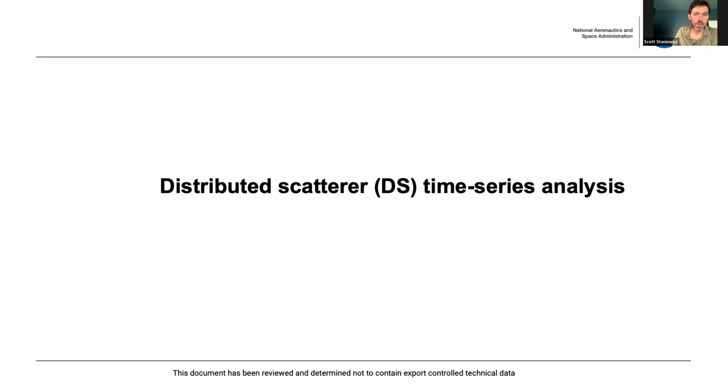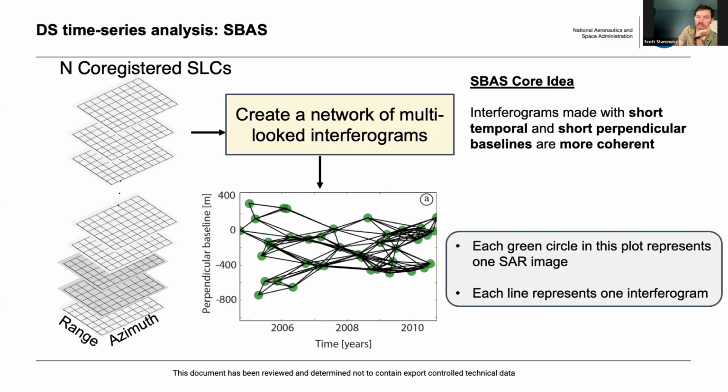And the first way that somebody came up with to use the rest of the pixels that aren't simply very bright pixels was the SBAS technique, so the small baseline subset. The core idea of that, as Anne said, is very simple. You make some set of interferograms, and the idea is that interferograms with short temporal baselines and short perpendicular baselines are going to have higher coherence.